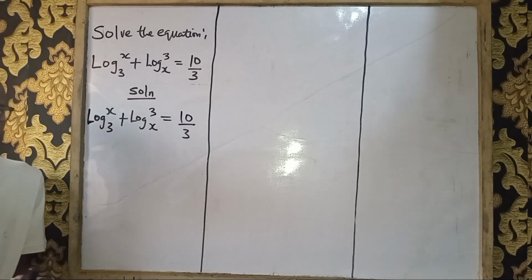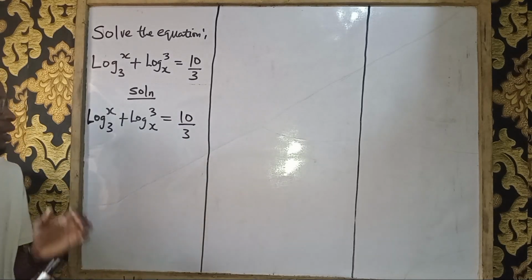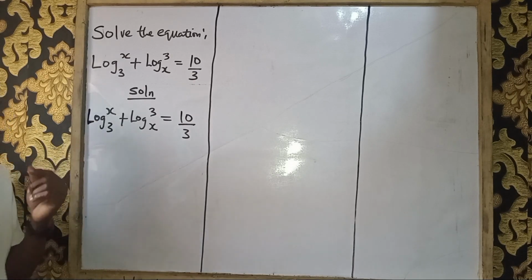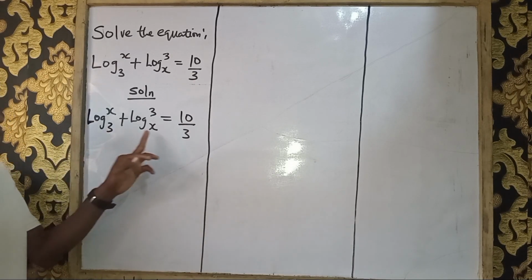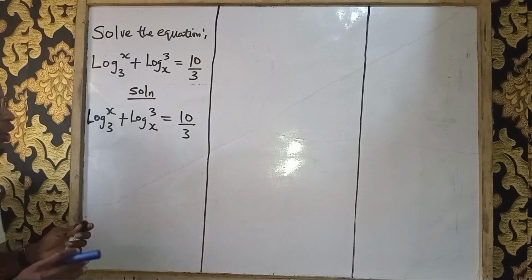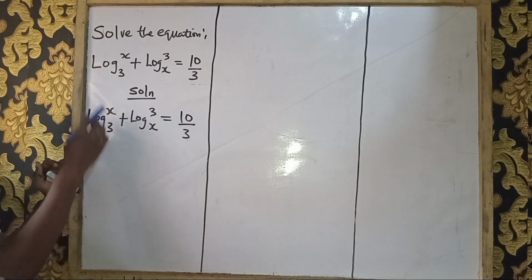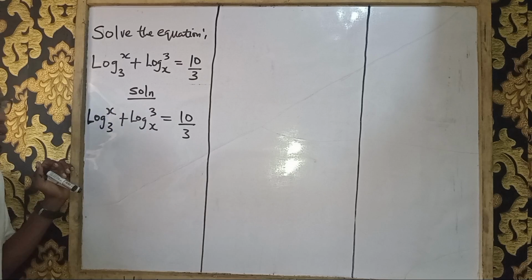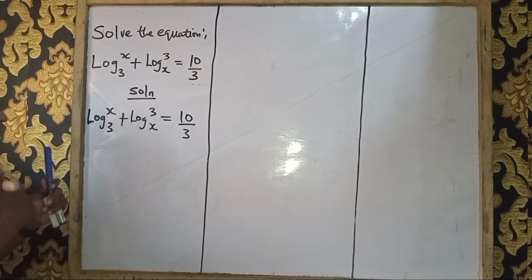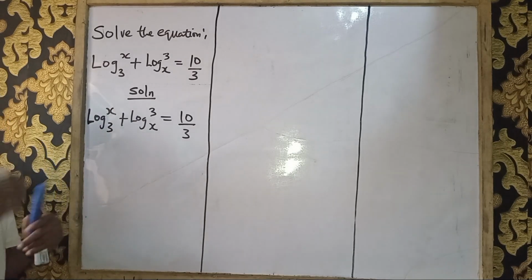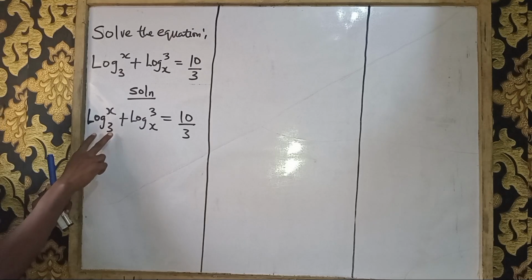So what's the first thing we should do when we have problems like this? Now the first thing you should look at is the base. The base here is base 3 and this is base x, but they look alike. So we have to change the base of this expression to be uniform. That is, they have to be one. So I can either change the base to base 3 or I change the base to what? Base x. So if I go with base 3, since this one is already in base 3, I will not tamper with it.